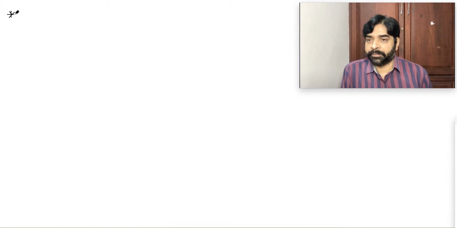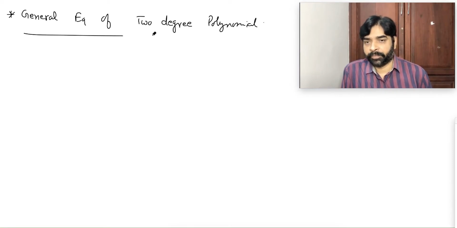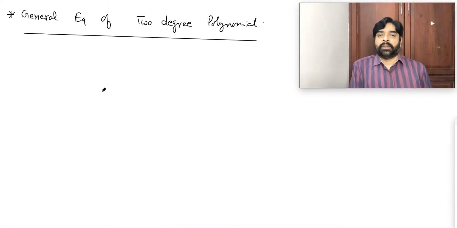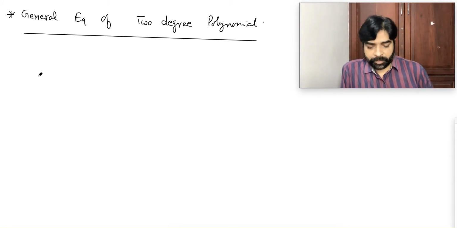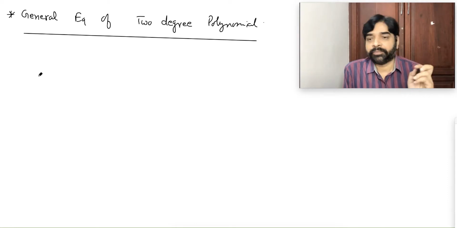Give the heading: general equation of 2 degree polynomial. Generally, in coordinate geometry you will study one topic that is called the pair of straight lines. There you will see that the combined equation of the two lines will be given to you. Same thing I'm talking about here.